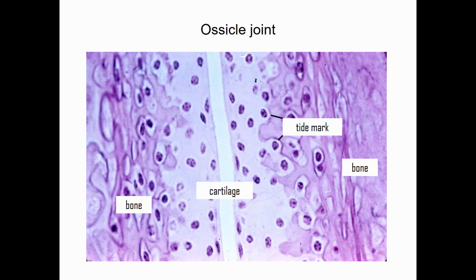And because of the resemblance to what happens on a beach where the water washes up on the dry sand and there's no question about which side is wet and which side is dry, they call this the tide mark. The tide mark. It's where the cartilage meets the bone.